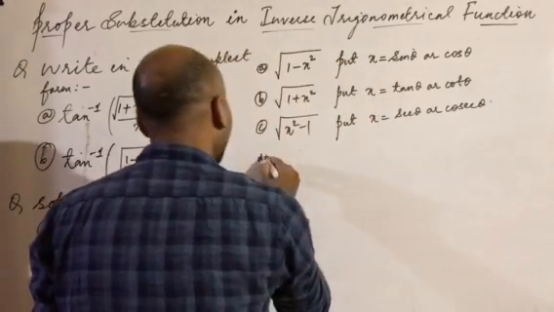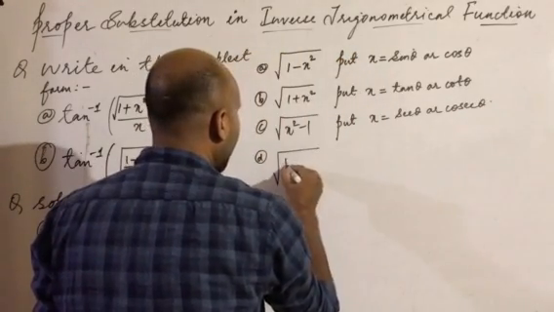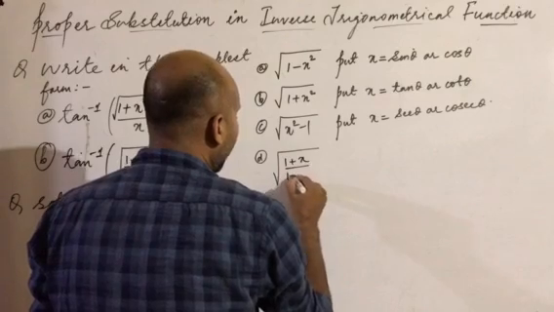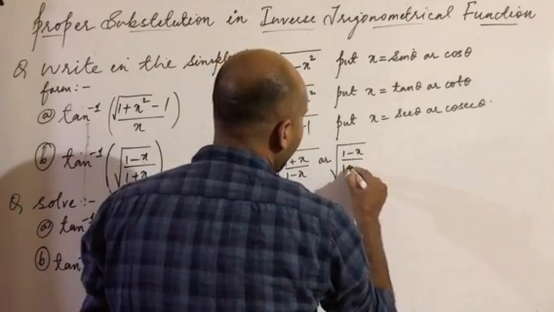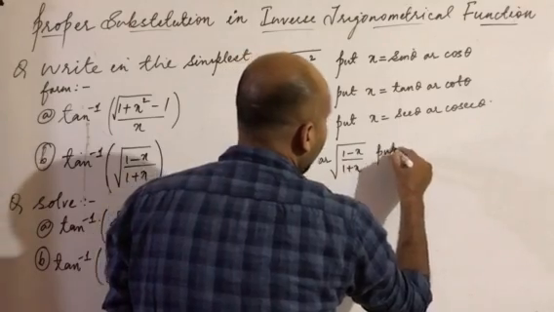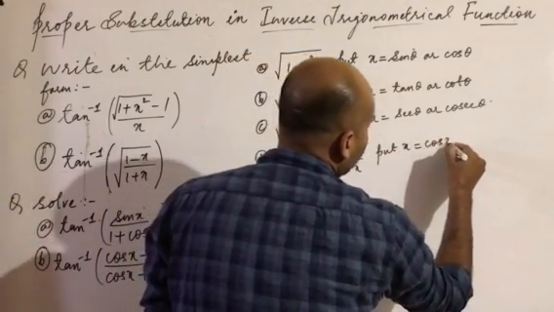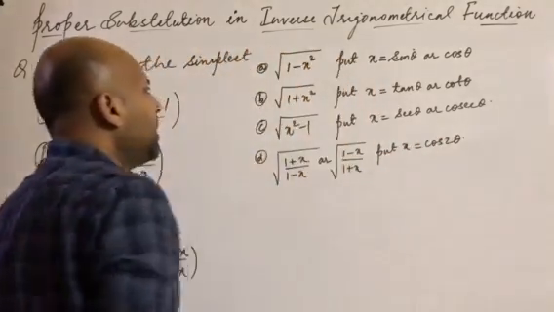Now, a very important one: whenever in the question you find either 1 plus x over root under 1 minus x, or root under of 1 minus x divided by 1 plus x, then put x equals to cos 2 theta. So these are some basic things.